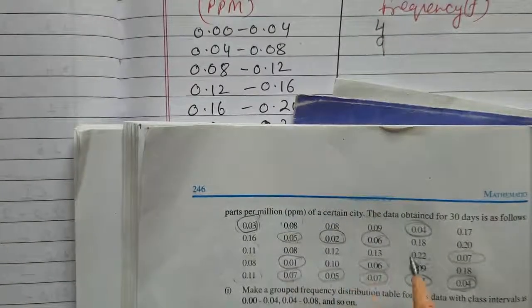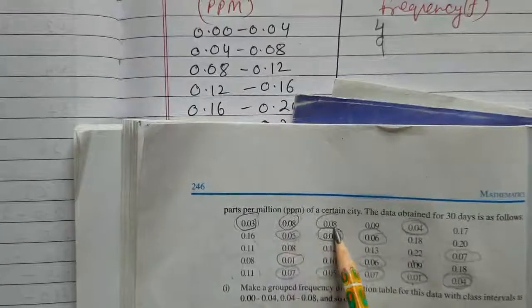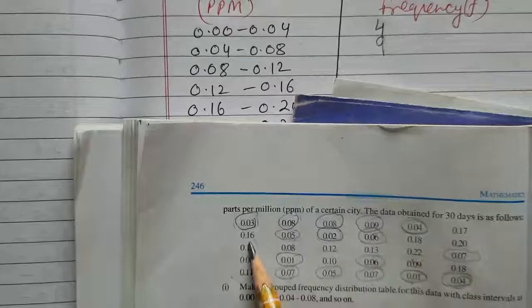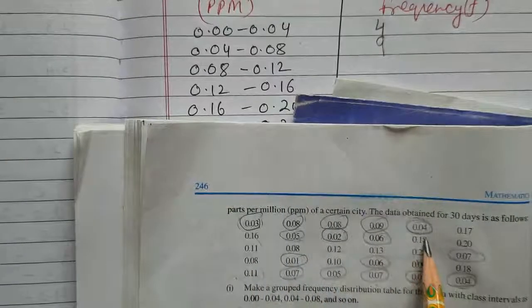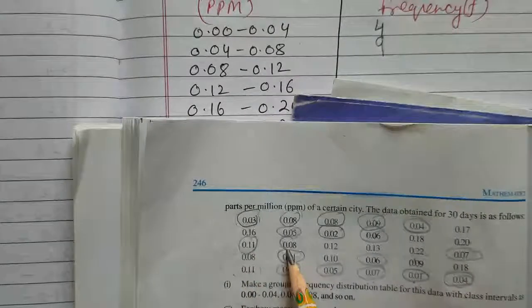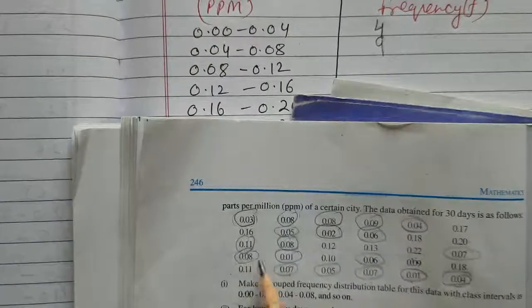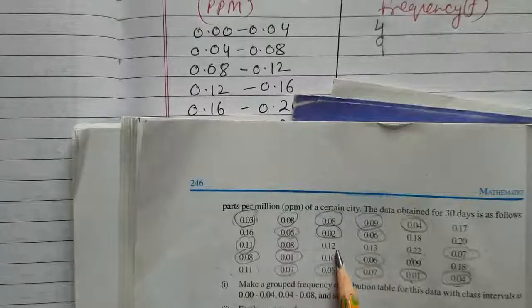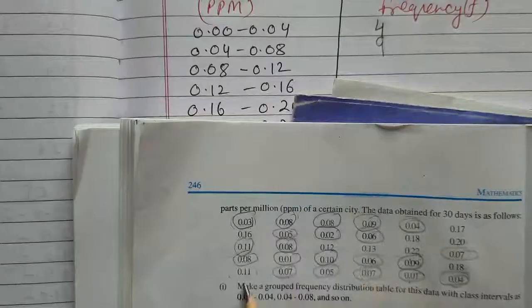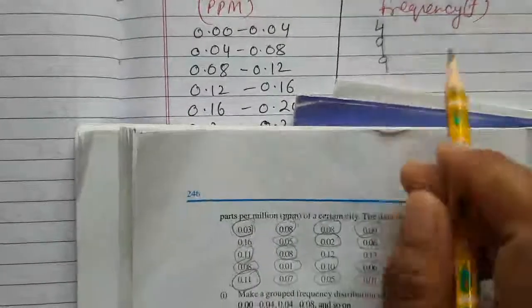Now 0.08 to 0.12: 1, 2, 3, 4, 5, 6, 7, 8 and 9. So again 9.